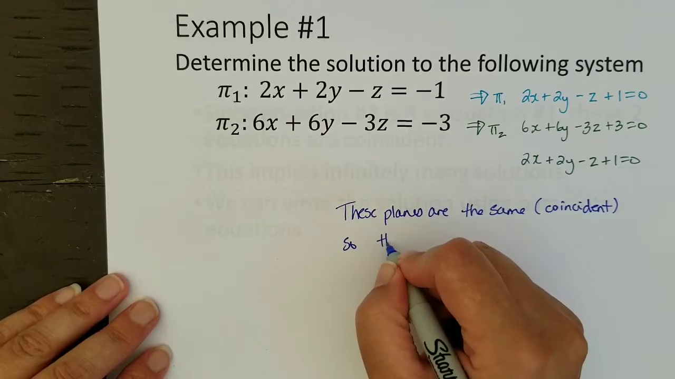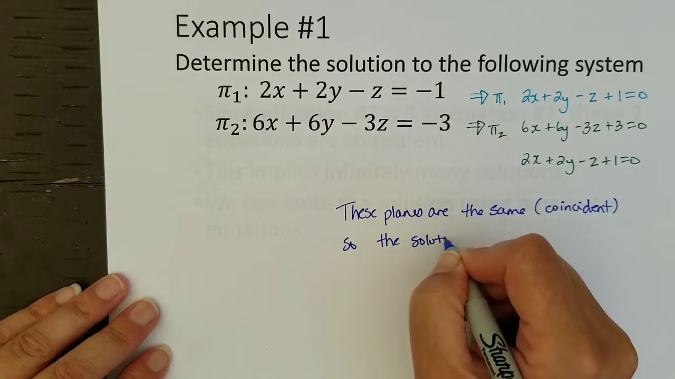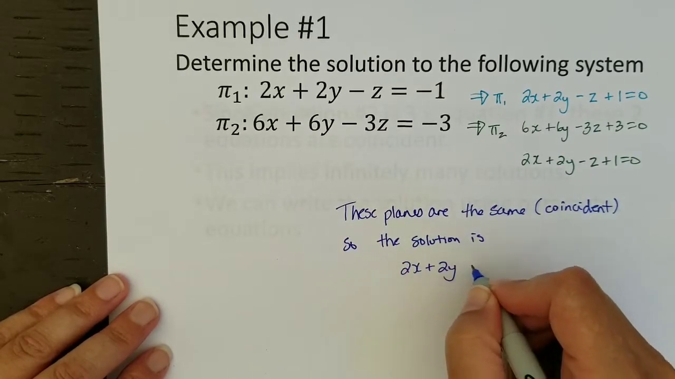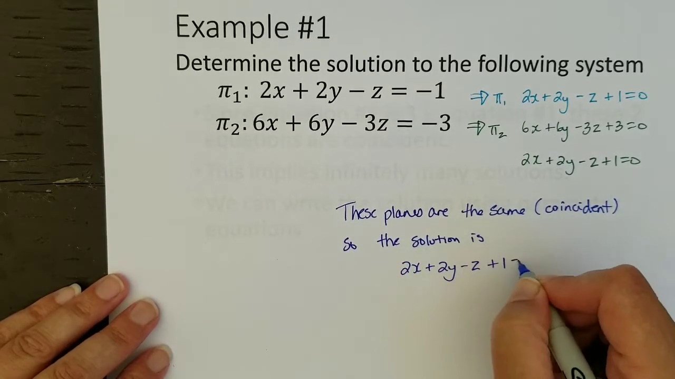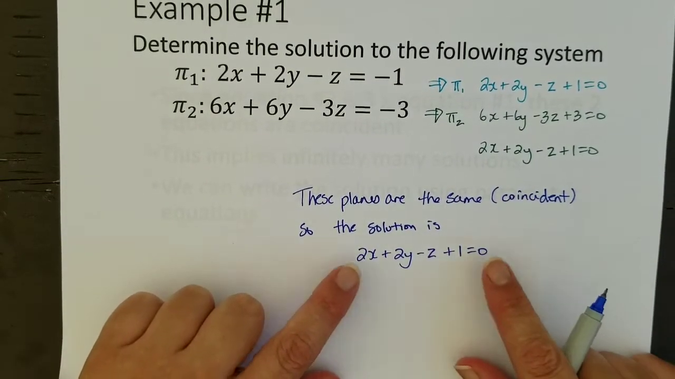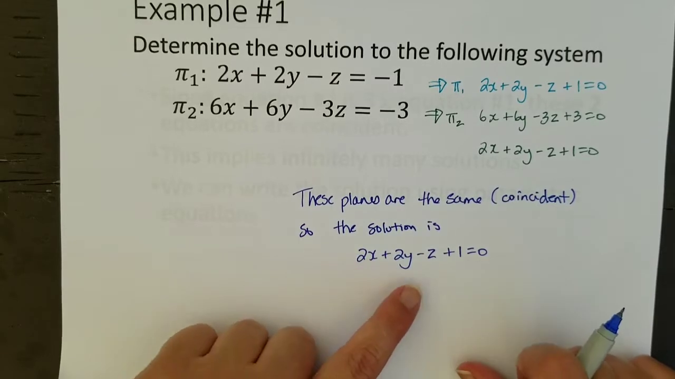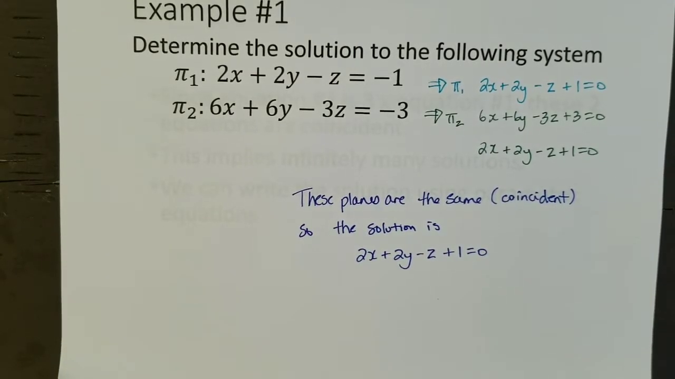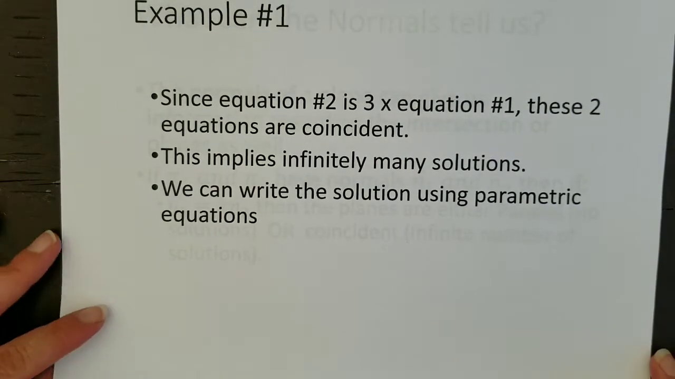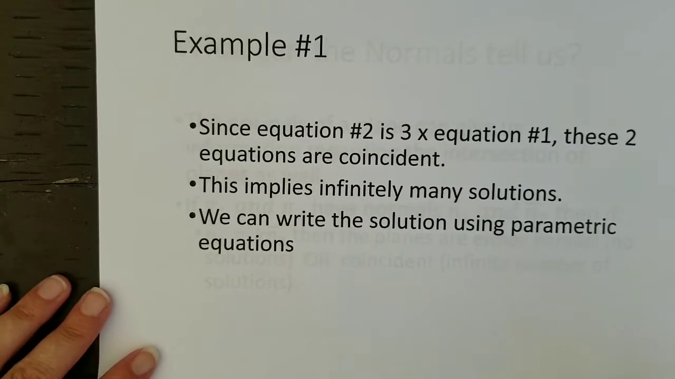So the solution is 2x plus 2y minus z plus 1 equals 0. So we could just say any coordinates x, y, and z that satisfy that equation will be part of the solution set for this intersection, which is really any of the points on the plane. Okay. So of course, we do have infinitely many solutions.